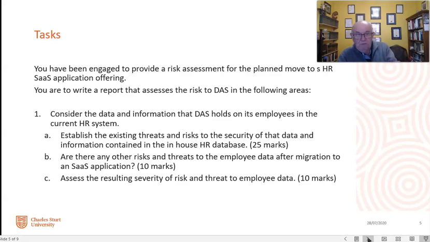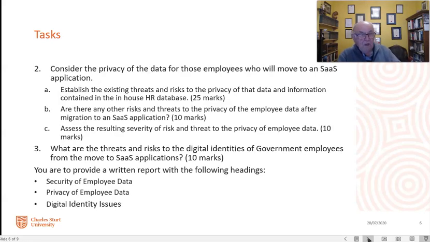So you'll see most of your emphasis here is going to be on existing threats, then looking at any other threats once you move to SaaS, and then severity of risk. Second question is much the same as the first, except now you're looking at privacy as opposed to security. So what are the existing threats and risks to the privacy of that data in the in-house database? Again, the second part of the question is, how is that affected? Are there any additional risks and threats to privacy after migration into an SaaS database? And finally, let's look at the severity and risk to privacy overall.